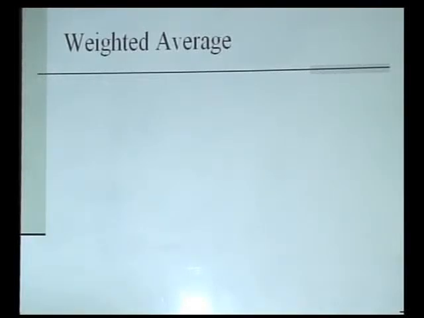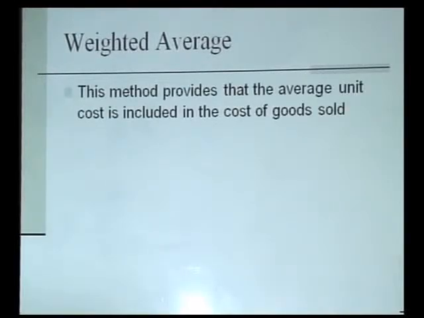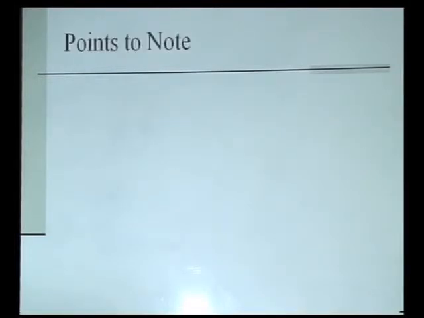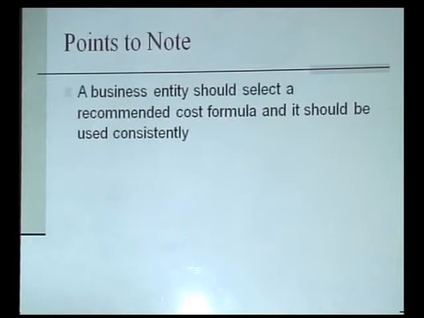The weighted average method provides the average unit cost. That's why it is called weighted average method. So cost is always the average cost, average unit cost. Average unit cost is included in the cost of goods sold. Therefore, stock is valued at average cost. Issues are also valued at average cost.